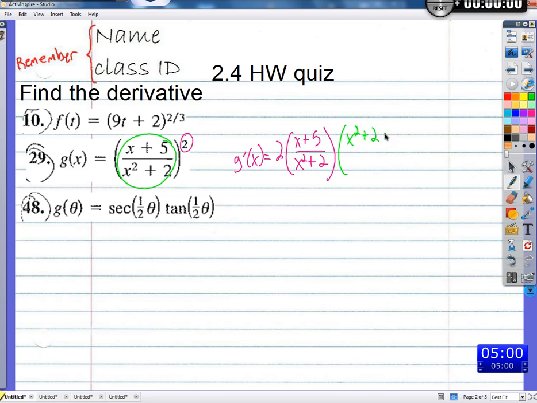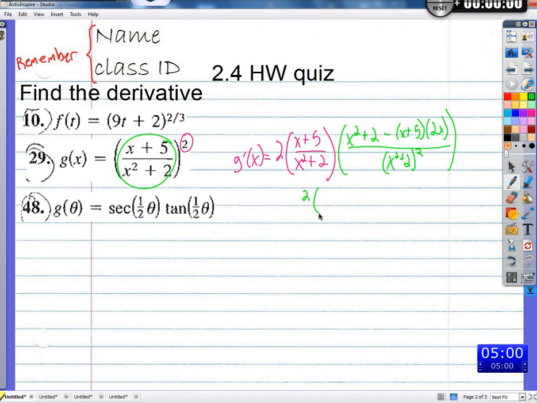So low d high minus high, which is x plus 5, d low, which is 2x, over the square of what's below, x squared plus 2, quantity squared. Yes? Agreed? And then, if we want to be sure that we'll most likely get the answer like in the book or the answer like in an AP multiple choice question, we would multiply this stuff out and combine like terms. We would factor out like factors, all that kind of stuff.